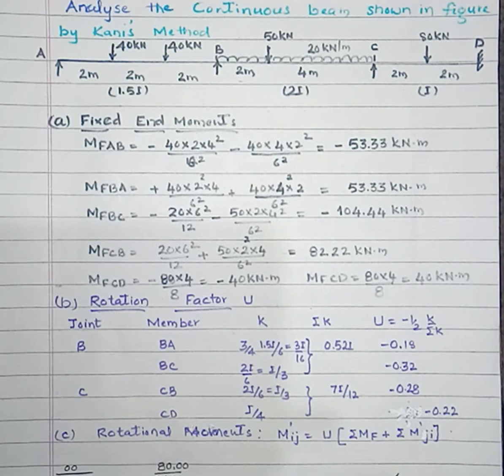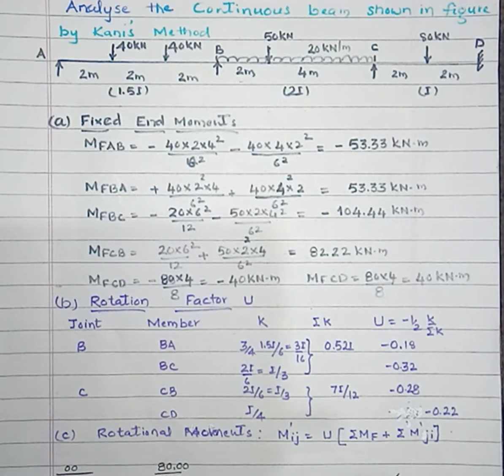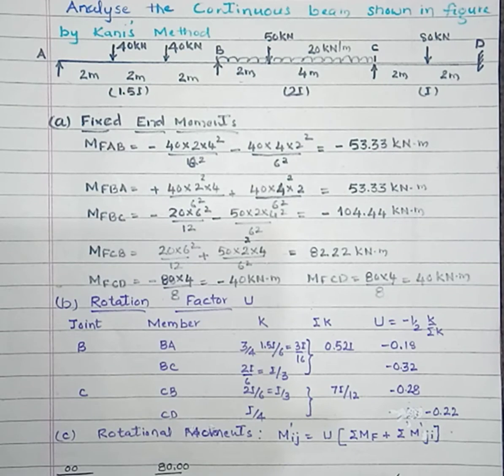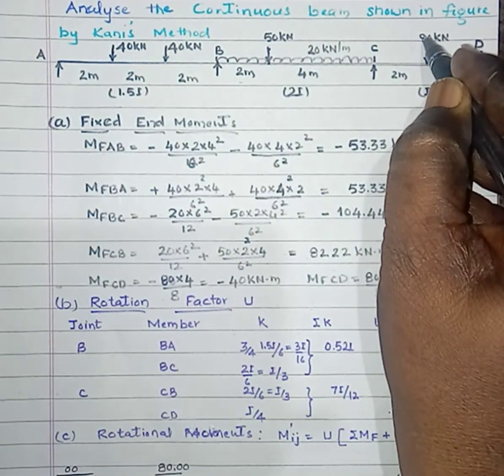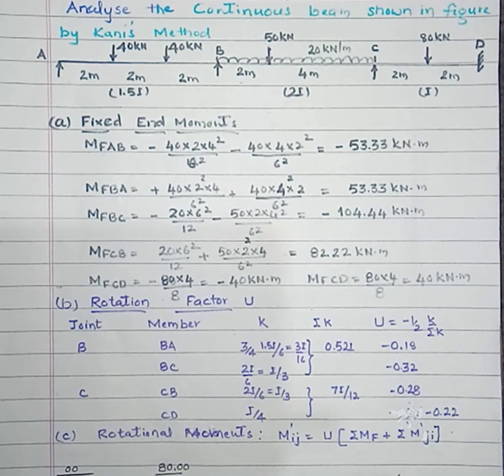B to C, the total length is 6 meters and it is subjected to a 20 kilonewton per meter UDL and a point load of 50 kilonewton at a distance of 2 meters from support B, with moment of inertia 2I. C to D, the total length is 4 meters and it is subjected to a point load of 80 kilonewton at a distance of 2 meters from either end, with moment of inertia I.